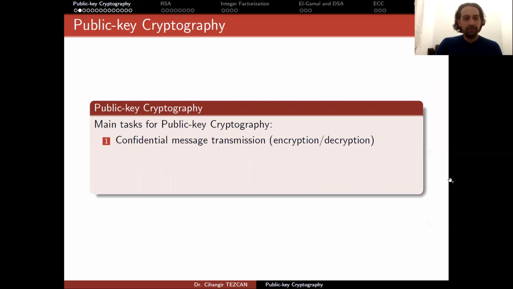So let's see what the main tasks for public key cryptography are. One of them is confidential message transmission.